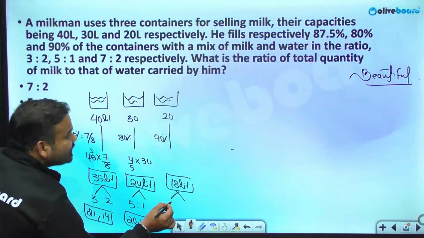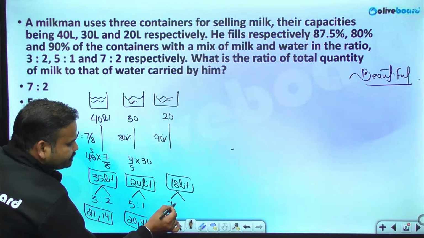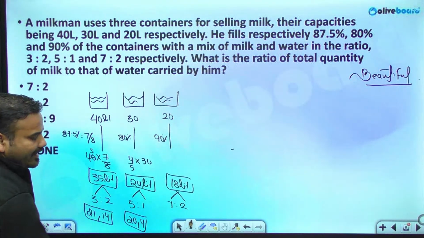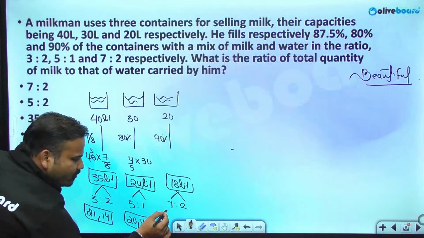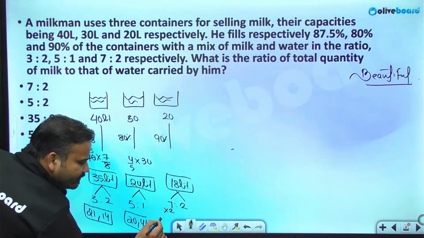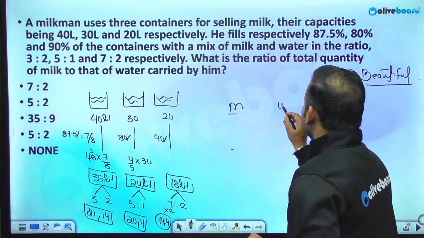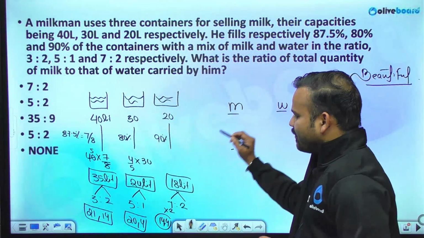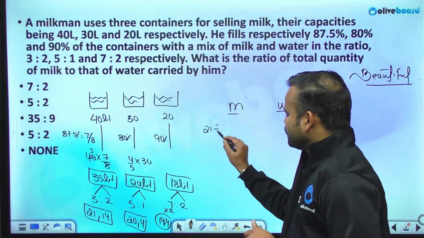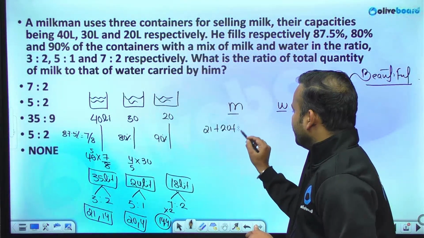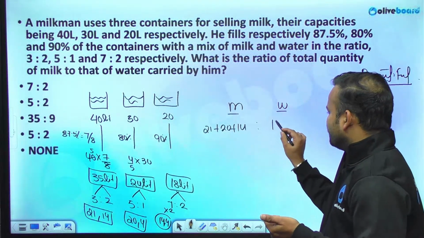And this is nothing but 7 and 2. 9 unit will be 18, 1 unit will be 2. So 2 into 7, that is 14 and 4. Fine. So what is the amount of milk and what is the amount of water now? The amount of milk is 21 plus 20 plus 14. And what is the amount of water? That is 14 plus 4 plus 4.